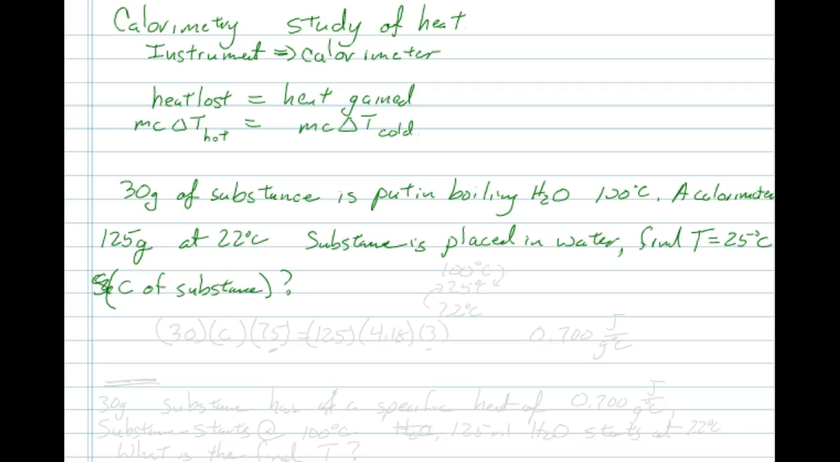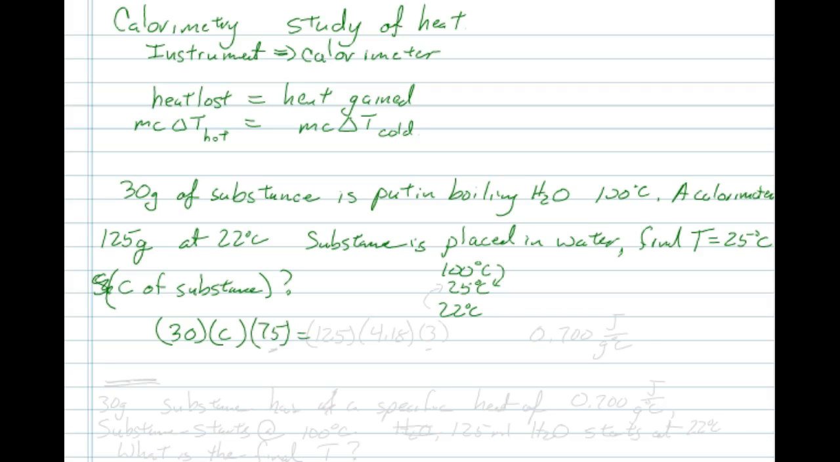30 grams of substance is starting out at 100 degrees, so that's the hot stuff. So it's 30 times C, which is what you're trying to find out, times the change in temperature of the substance. The substance started out at 100 degrees Celsius, and the water started out at 22 degrees Celsius, and you ended up at 25 degrees Celsius. Put them in order from highest to lowest. The hot temperature goes from 100 to 25, which is 75 degrees.